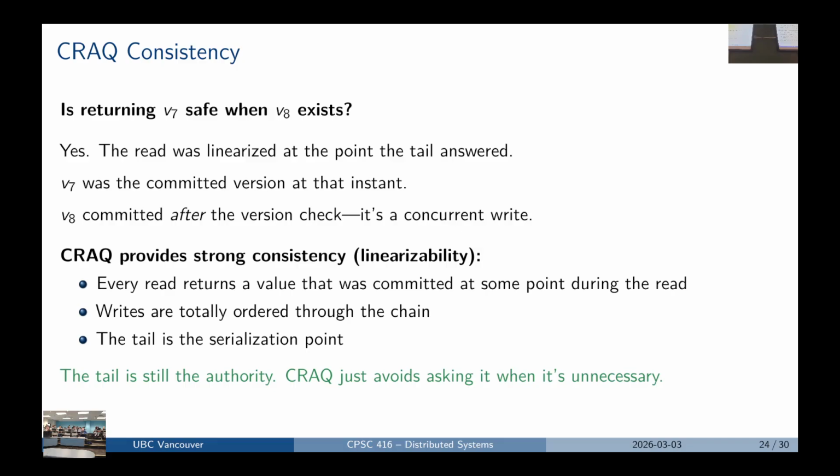But linearizability happens because it's decided at the tail. In Paxos, linearizability happens because we reach consensus to get a quorum. Once we have the quorum, we have linearizability. Anybody else who goes and asks what that value is will get the same answer. So every read returns a value that was committed at some point during that read.